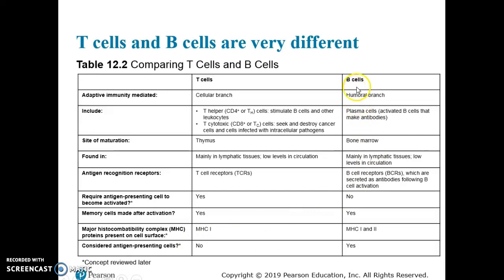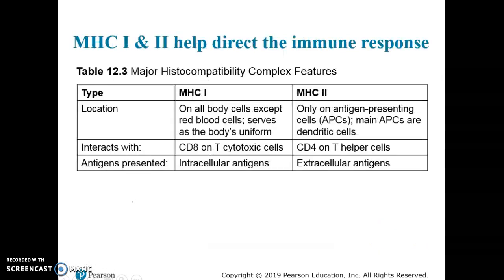No. B cells, humoral branch, plasma cells are the effector functions. And requires antigen presenting cell to become activated? No. It needs the T cell for the cytokines, and memory cells are made after activation, yes. Major histocompatibility, MHC class 1 and class 2, that is what it expresses. And the class 2 is because it is an antigen presenting cell. Considered an antigen presenting cell? Yes, because it has MHC class 2. So MHC class 1 and class 2.